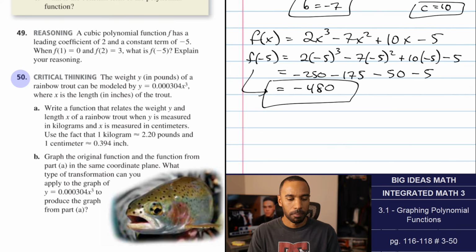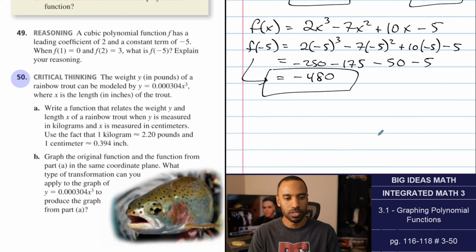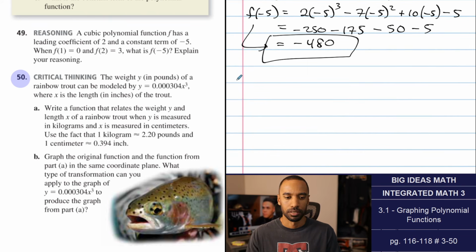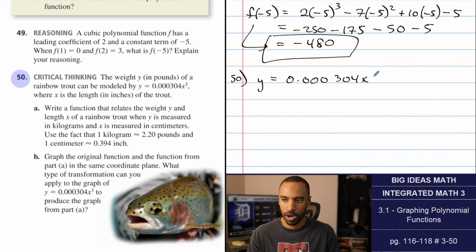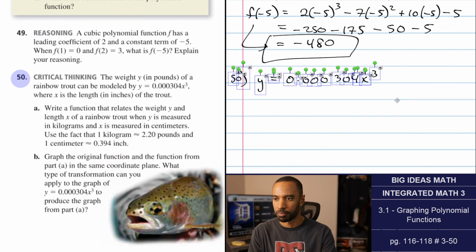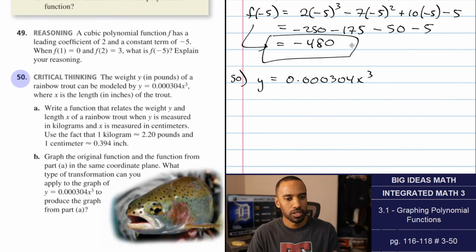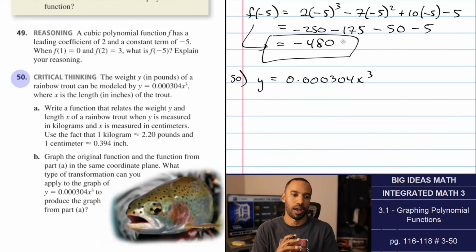And the last problem, number 50. The weight in pounds of a rainbow trout can be modeled by y equals 0.000304x cubed, where x is the length in inches of the trout. Write a function that relates the weight y and length x of a rainbow trout when y is measured in kilograms and x is measured in centimeters. Use the fact that 1 kilogram is 2.20 pounds and 1 centimeter is 0.394 inches.